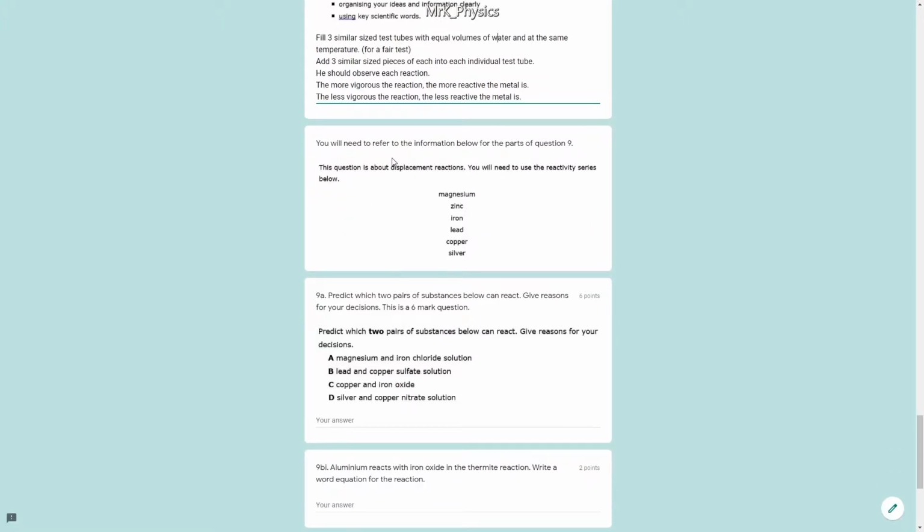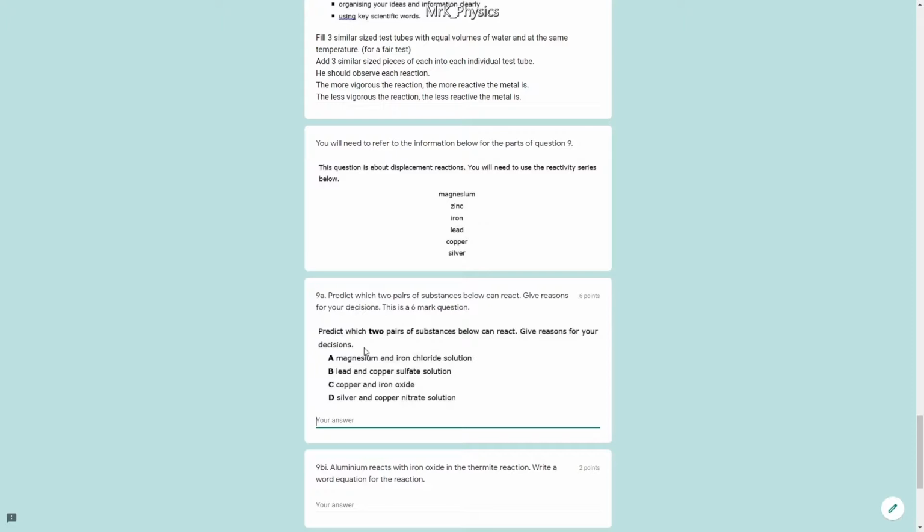You will need to refer to the information below for the parts of question 9. It's about displacement reactions, so it's already told you it's about displacement reactions. You'll need to use the reactivity series below: magnesium, zinc, iron, lead, copper and silver. Predict which 2 pairs of substances below can react, give reasons for your decisions. It's a 6-mark question. Now because it says which 2 pairs, you only need to work out which 2, but it's 6 marks. So split your 6 marks equally and you've got to get essentially 3 marks per pair.